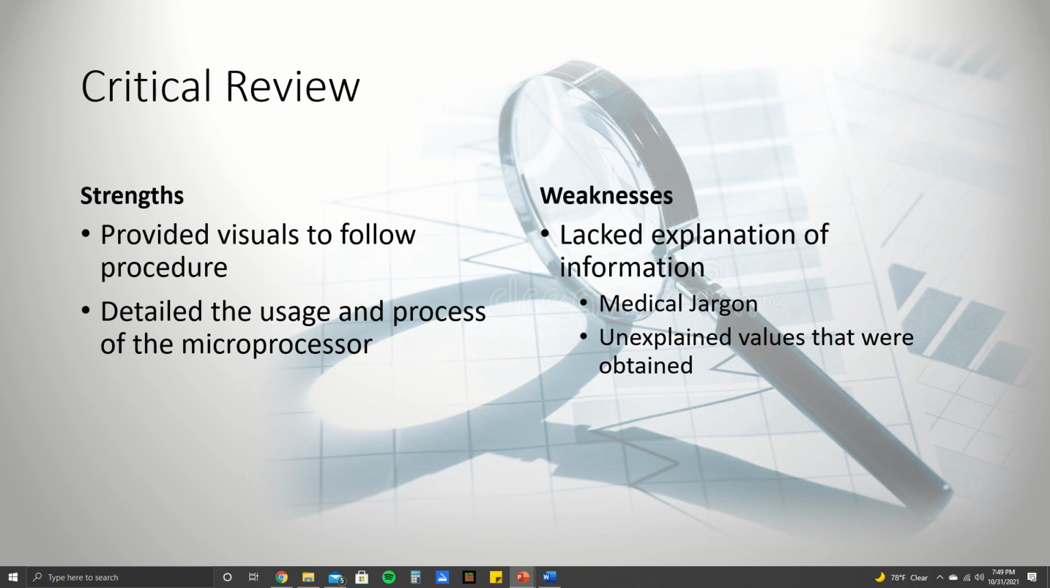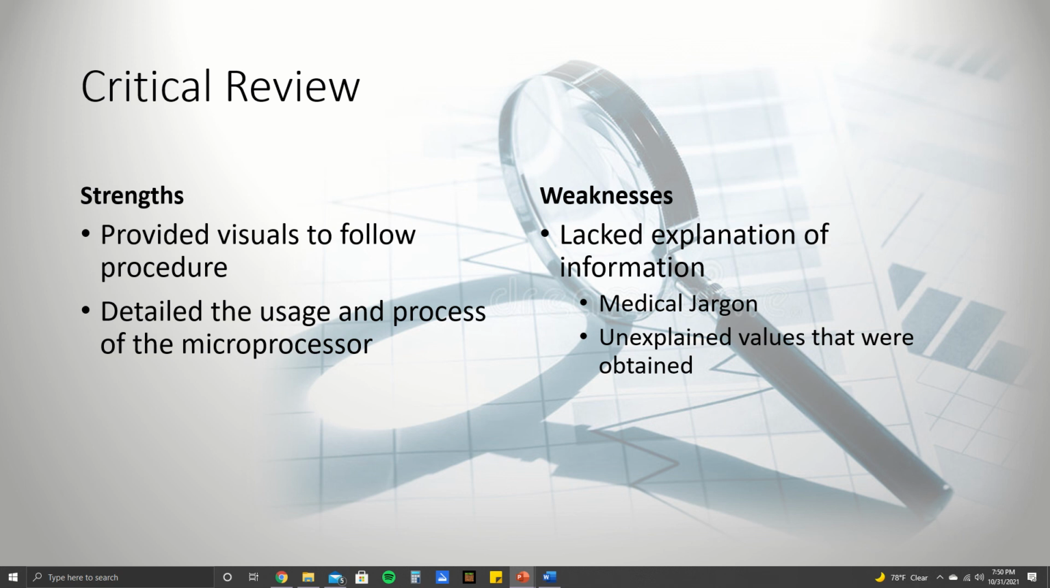The one pointer that I must highlight within this article is the fact that some of the medical jargon was not fully explained. Throughout their introduction, they did explain very, very many acronyms that was very helpful to know. However, there was a few other acronyms that weren't clearly explained, which confused myself as a reader in understanding what each of these values are supposed to be measuring.